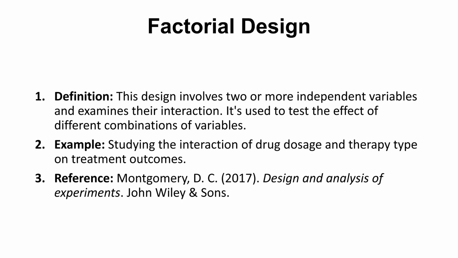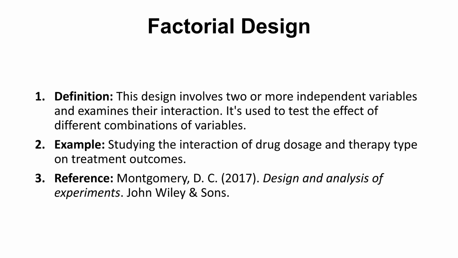Then we have factorial design. This design involves two or more independent variables or constructs, and it examines their interaction. That's why we have the interaction term. That's why you sometimes have repeated measures ANOVA, repeated measures within-subject and repeated measures between-subject designs, because we have this interaction effect that combines different combinations of variables.